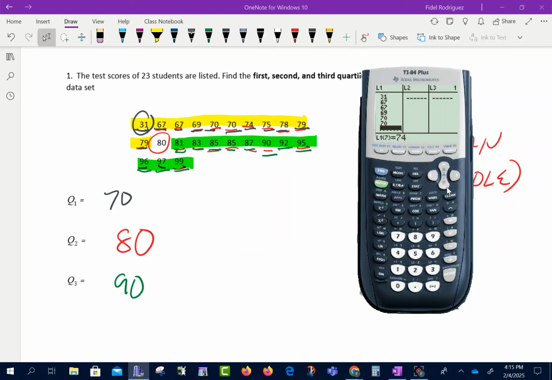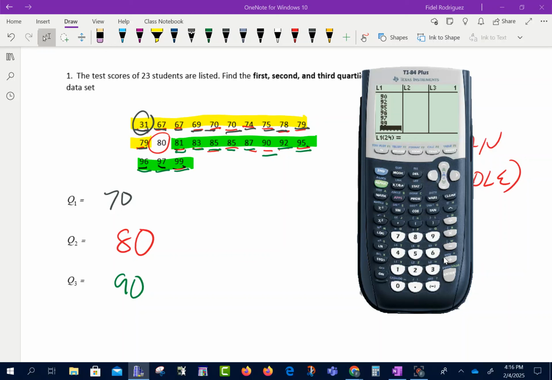74, 75, 78, 79, 79 again, 80, oops, sorry, 80, not 81, 80, 81, 83, 85, 85 again, 87, 90, 92, 95, 96, almost done, 97, 99.